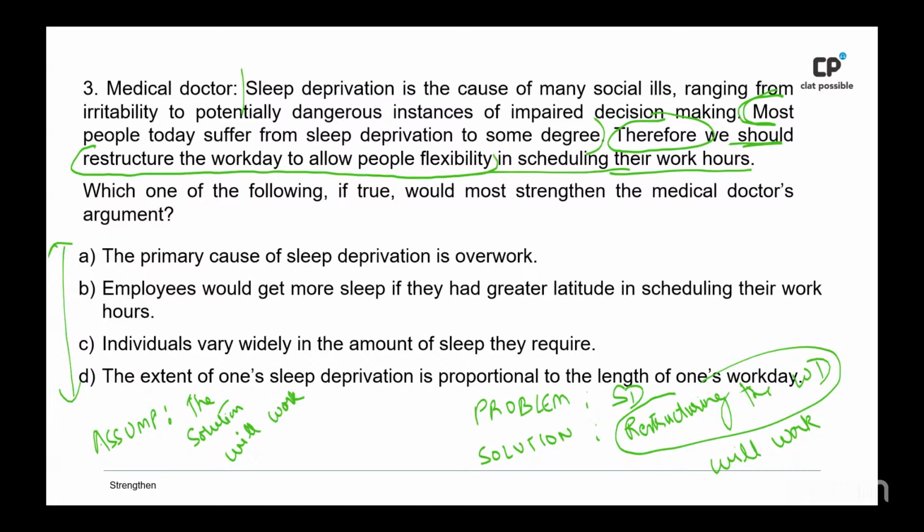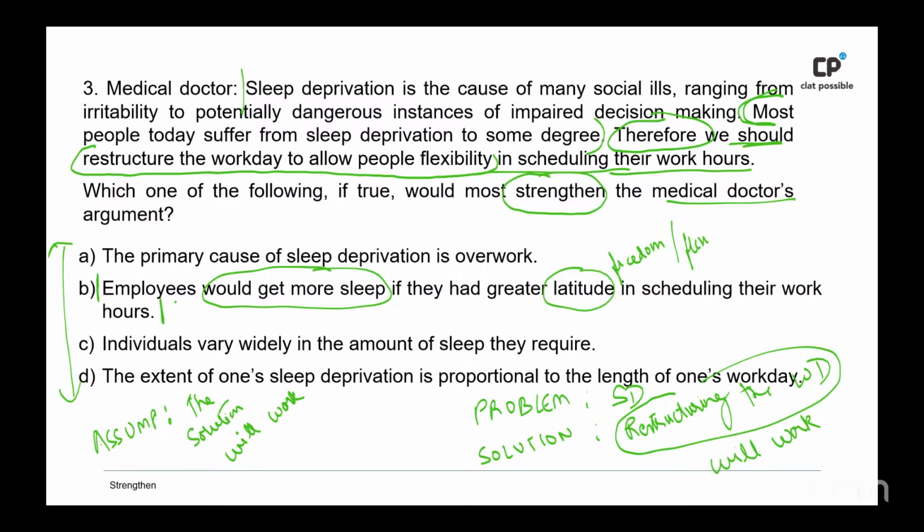Now, a quick look at the options. We have to find something that strengthens the doctor's argument. A quick scan of the options, and I stop and take a pause at B. Employees would get more sleep. Getting more sleep would mean sleep deprivation is out, right? No sleep deprivation, if they had greater latitude. Latitude means freedom or flexibility. If they had greater flexibility in scheduling their work hours, and the solution was also this, give employees the flexibility to schedule their work hours, restructure the workday.